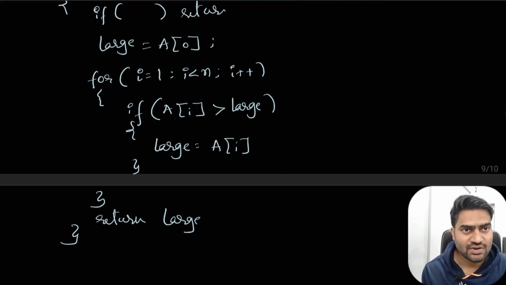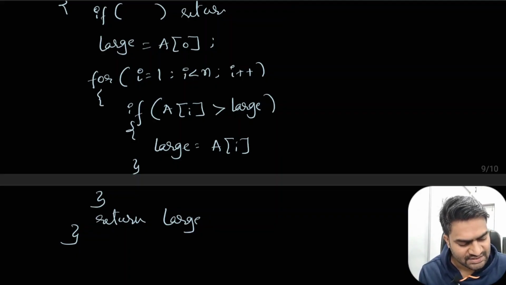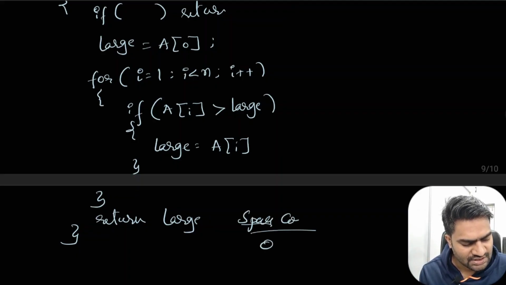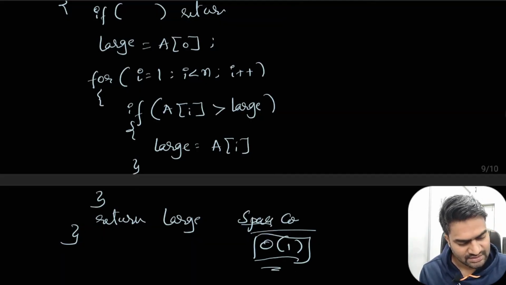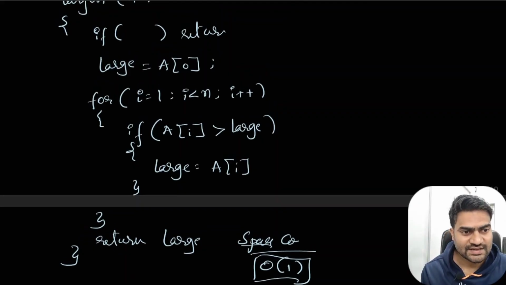Okay, so this is of order n, and also it is not using any extra space. That's why space complexity is of order 1. Okay, let's see this code in action.